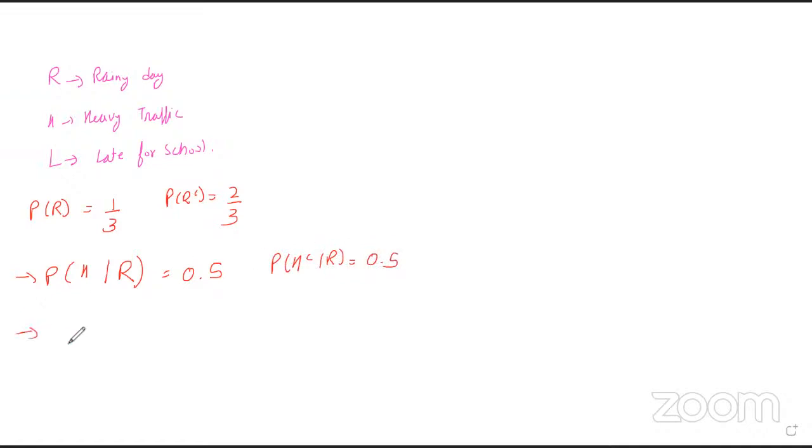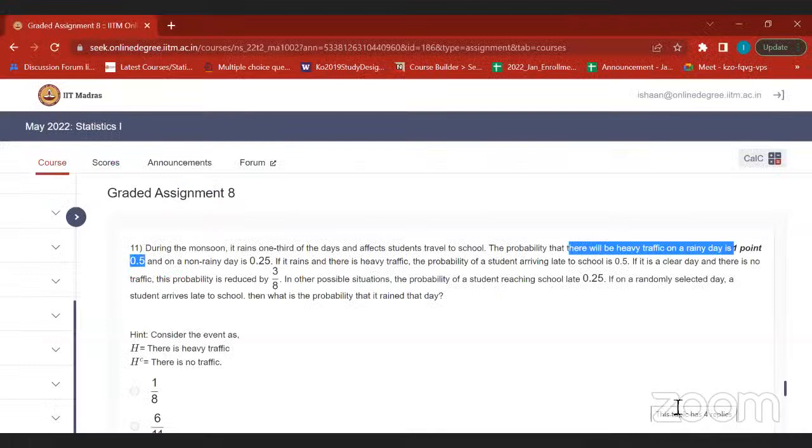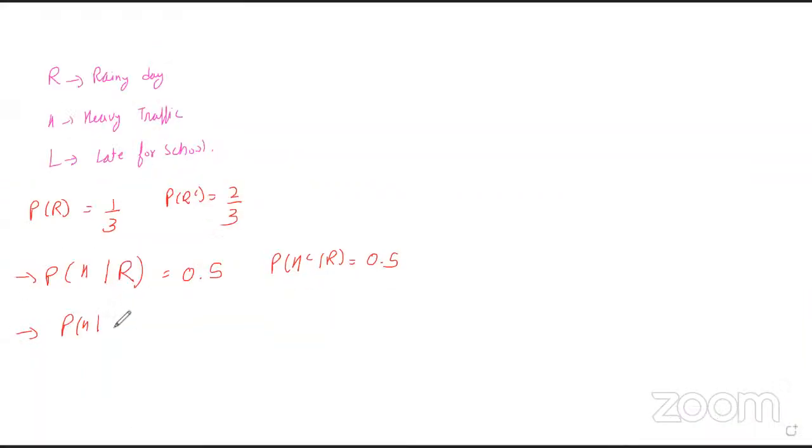Okay, yeah. Next thing given to us. Okay, let's see. And on a non-rainy day, heavy traffic would be 0.25, right? Yes, sir. Heavy traffic given non-rainy day. So not heavy traffic given non-rainy day is 0.75, right? Yes, sir. Okay, next information.